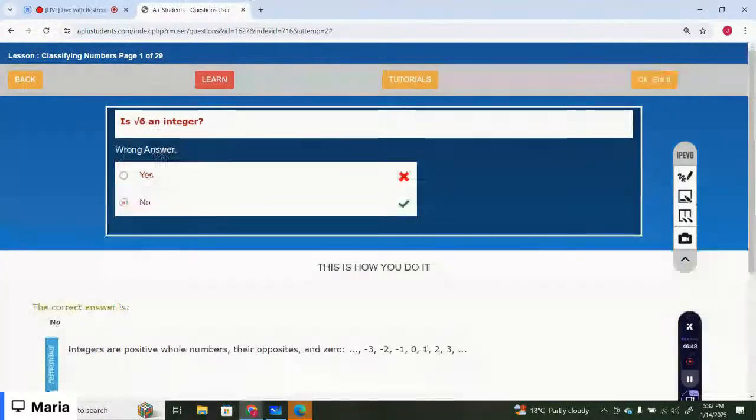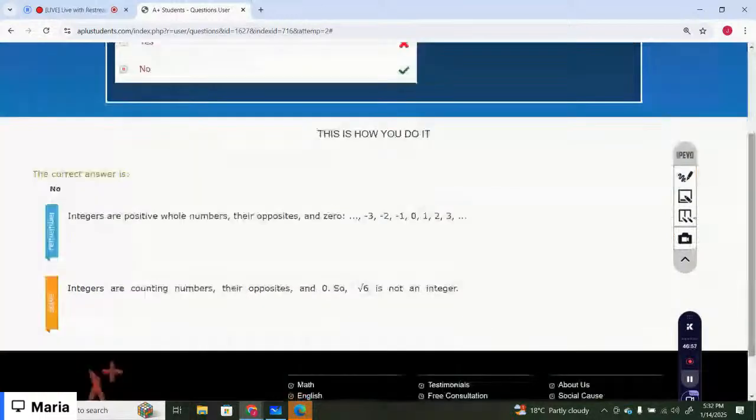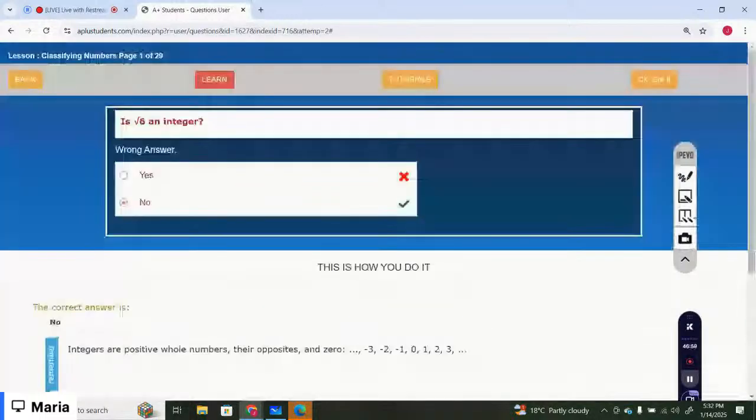No, integers are whole numbers and their opposites and zero. So square root 6 is not an integer.